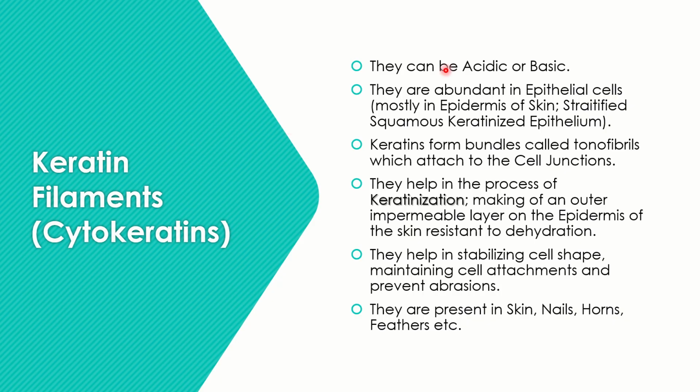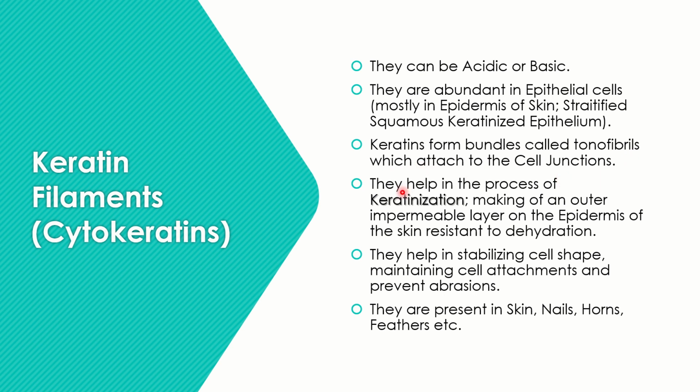Now keratin filaments. They can be acidic or basic in the human body. The keratin filaments or the cytokeratins are abundant in the epithelial cells, mostly in that of skin, the epidermis of skin. Okay, in the epidermis there are many keratin filaments. So the keratin filaments form bundles which are called tonofibrils, which are attached to the cell-to-cell junctions, the cell-to-cell connections, the cell-to-cell appositions.